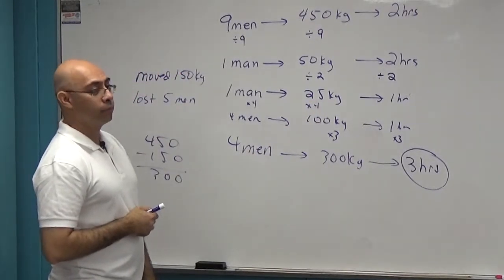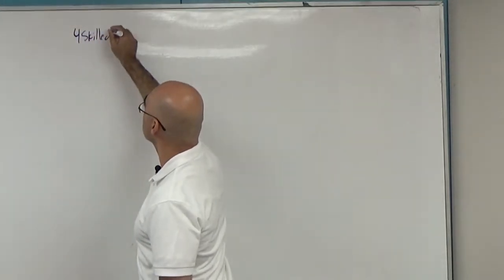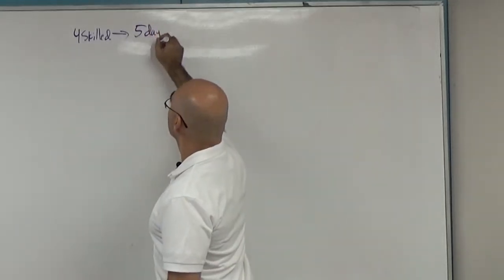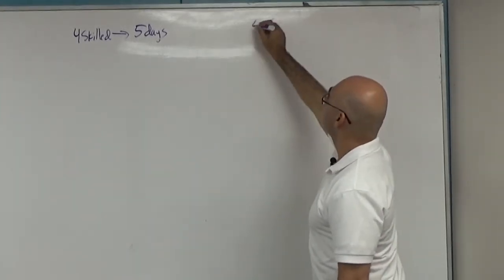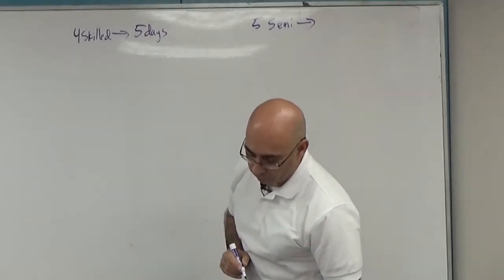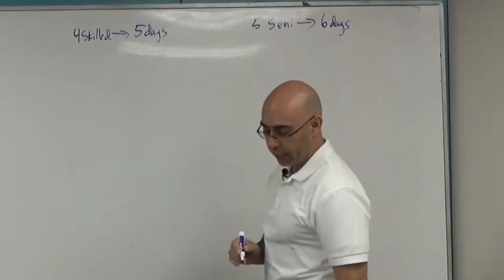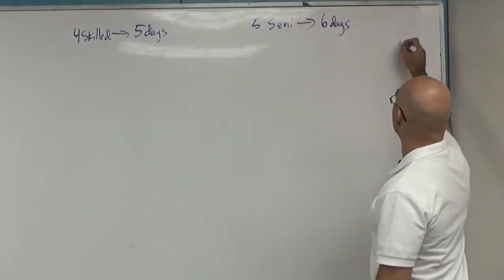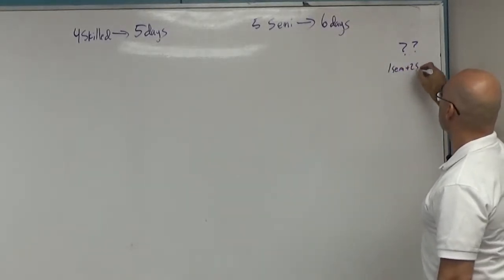All right, so there you go. So we have 4 skilled workers, and they can do a job in 5 days. And they tell you that 5 semi-skilled workers, it's going to take longer, I'm assuming, in 6 days. And what is the question asking? They want 1 semi-skilled and 2 skilled workers. So the question is this, and I'll put the question right there. So they want 1 semi and 2 skilled.